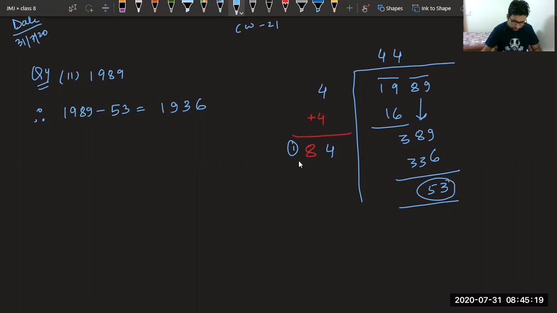I will take one more example, don't worry. So now we have got 1936, which is a perfect square, and its answer is 44. Now let me take one more part for you.